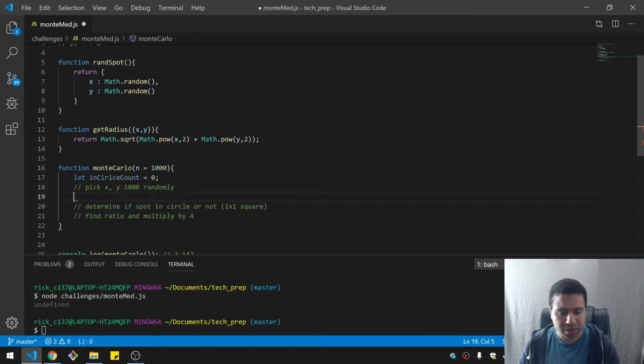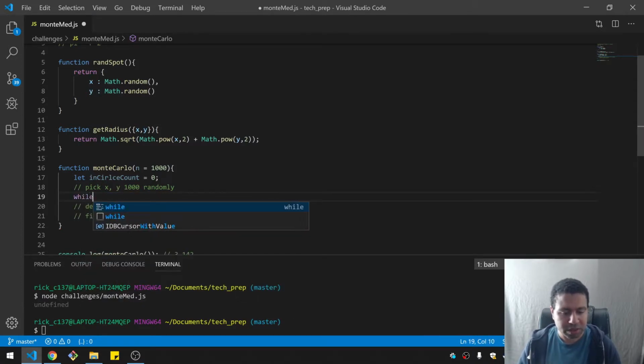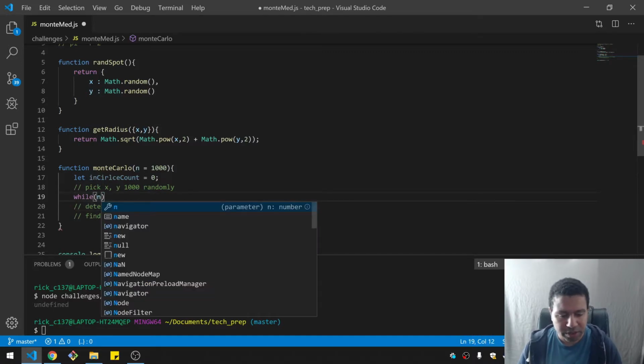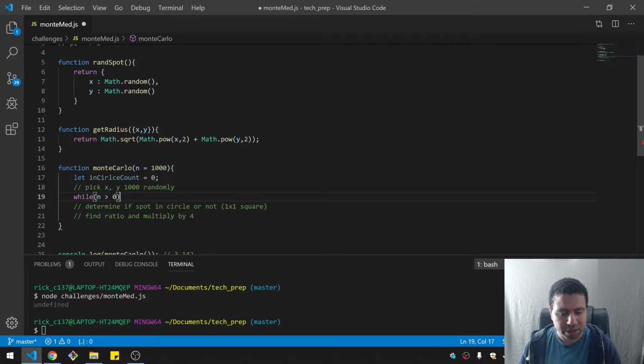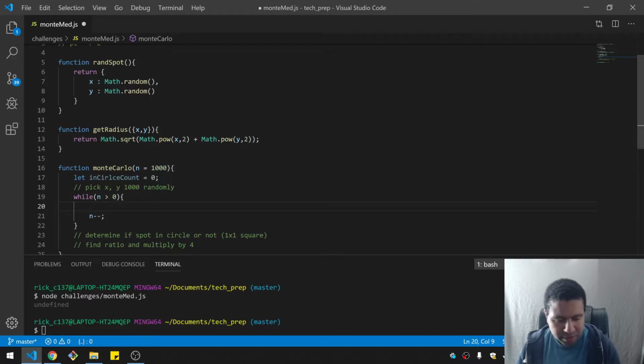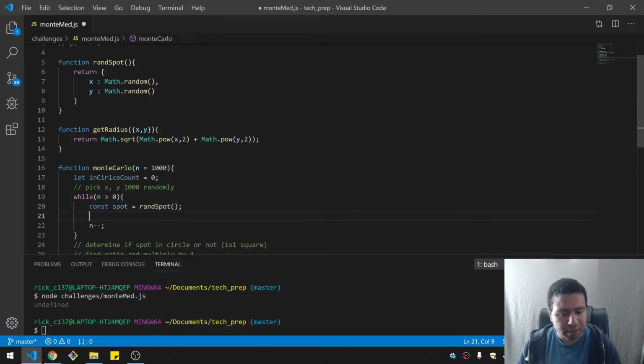I could actually do a while loop, a little easier to deal with. While n is greater than 0, I'll just use n and subtract off of it, n minus minus. Okay, here we go. We can get a random spot. Const spot equals random spot. And then const radius equals get radius using the spot.